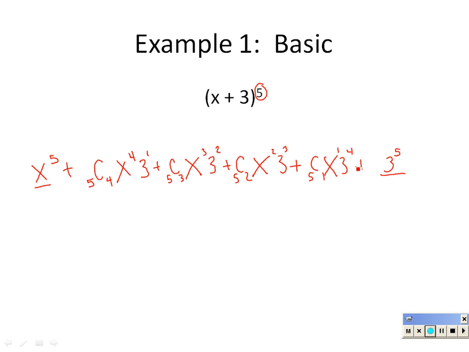And we won't even bother with the final one because it would be 5 and 0, which is just going to be 1. So you don't bother with the first or the last. Those will always just be 1. 5 and 5 would be 1, and 5 and 0 would be 1. So we don't even really worry about it.